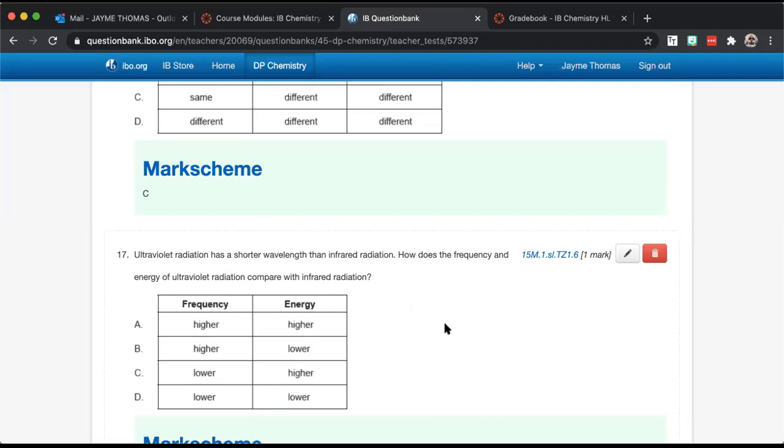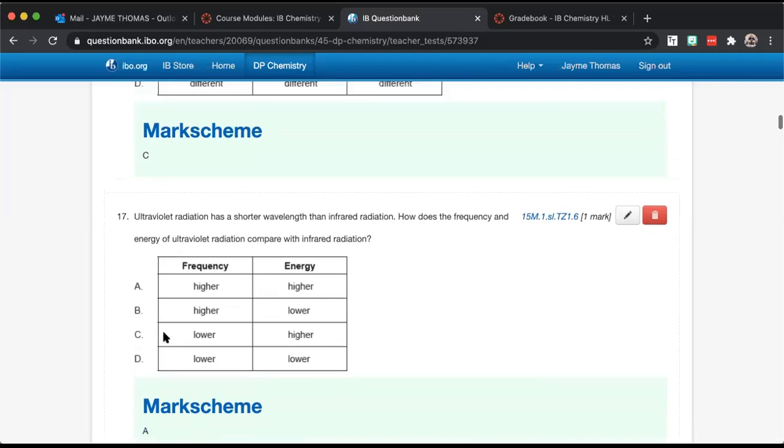You're going to have a higher energy. Higher energy, and then what about frequency? It's going to be higher too. Exactly. So frequency and energy, they go the same direction. So it should be A. Yes, it is A. All right, so let's take a look.